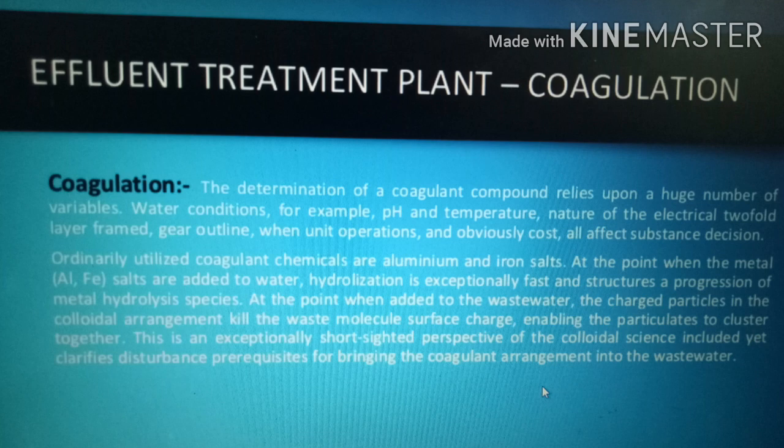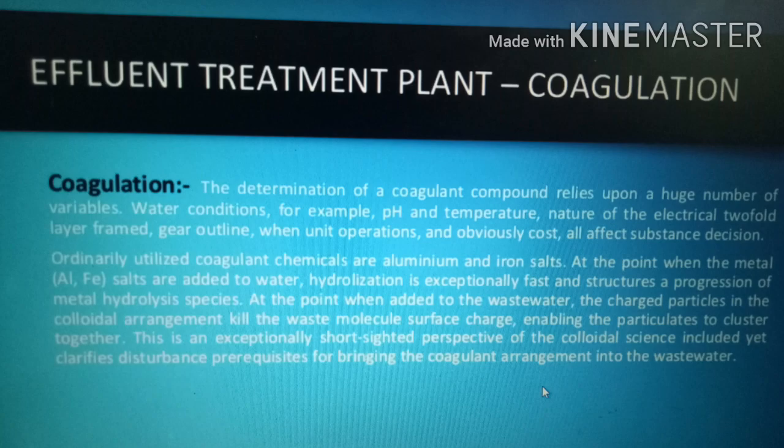When the metal aluminum or ferrous salts are added to water, hydrolysis is extremely fast and forms a series of metal hydrolysis species. When added to the wastewater, the charged particles in the colloidal solution neutralize the waste particle surface charge, enabling the particles to cluster together. This is an extremely simplistic view. The colloidal science involved explains the turbulence requirements for bringing the coagulant solution into the wastewater.